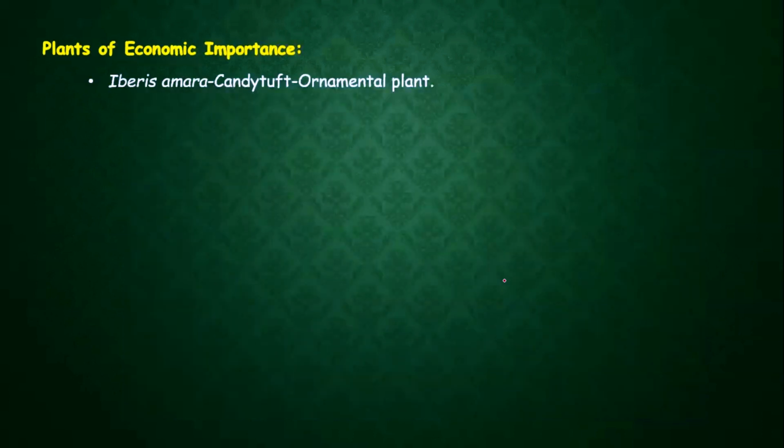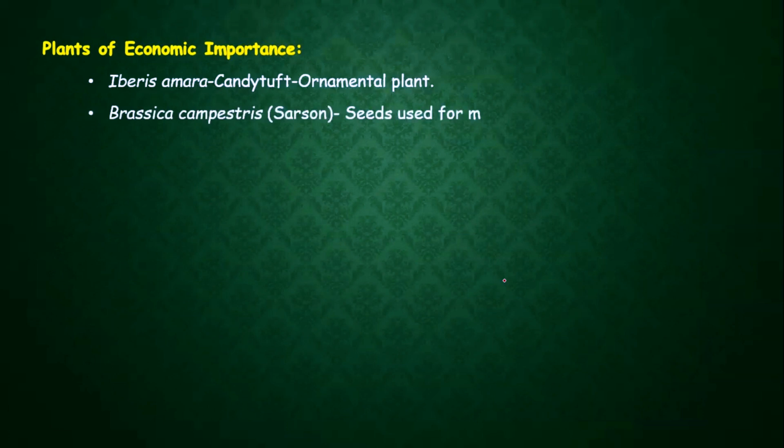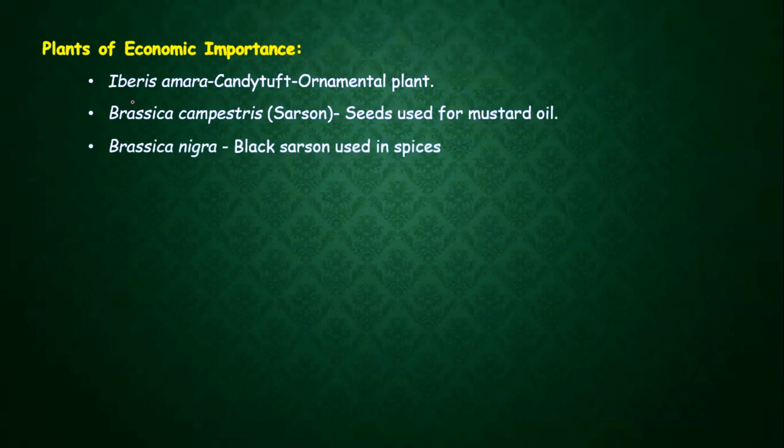From this family, we are getting several economically valuable products. Here we are going to discuss some of them. Iberis amara, cultivated as an ornamental plant, is commonly called candytuft. Brassica campestris is commonly called sarson. From its seeds, mustard oil is extracted. And Brassica nigra, commonly called black mustard, is used in spices.